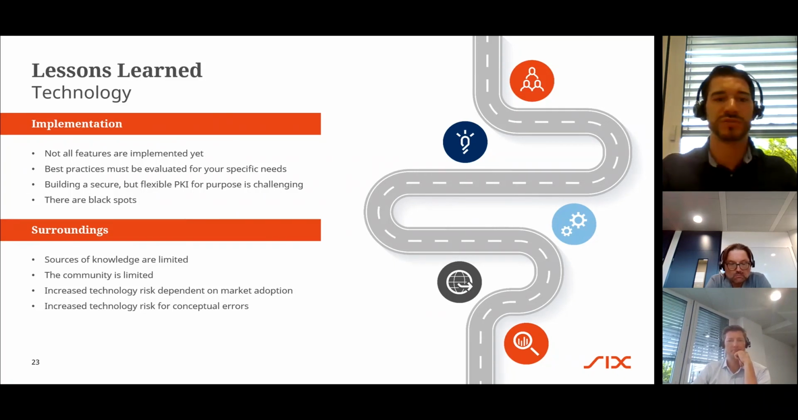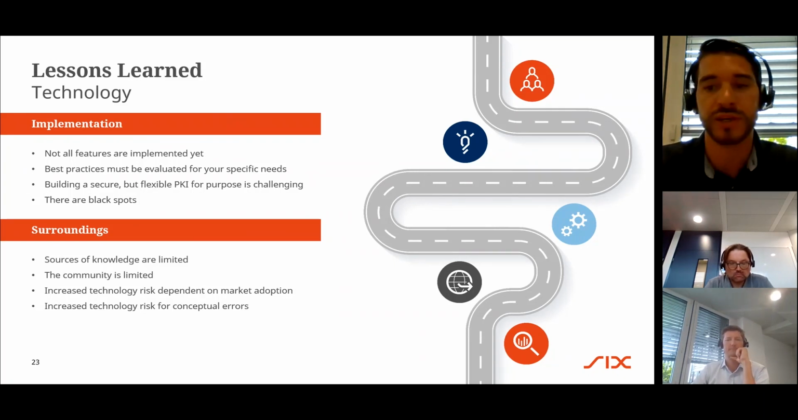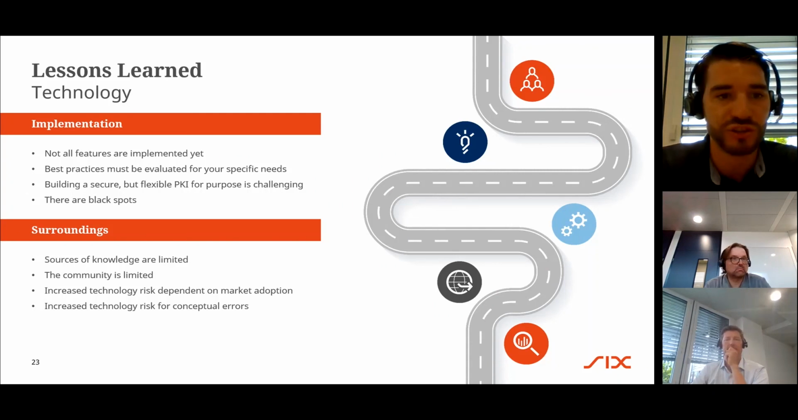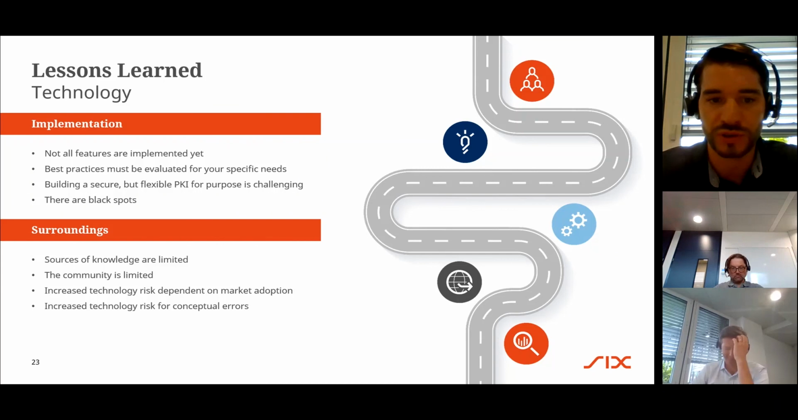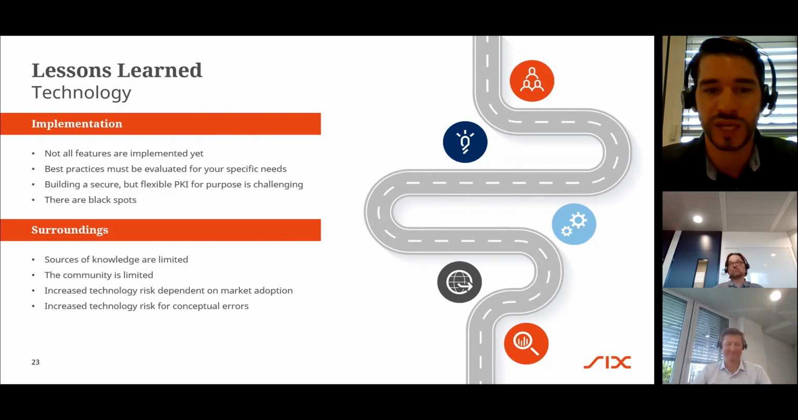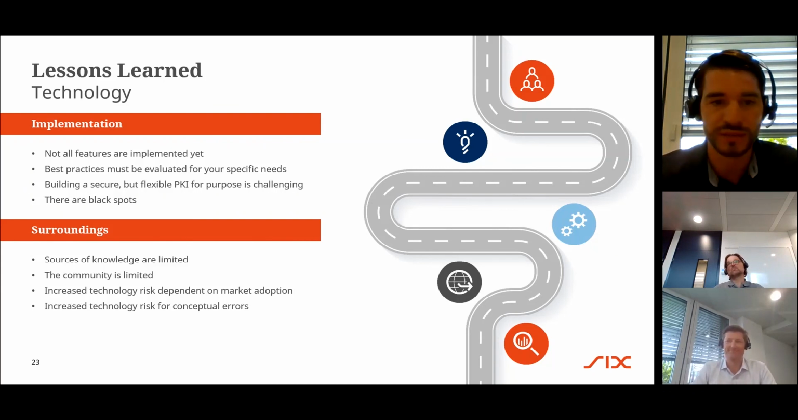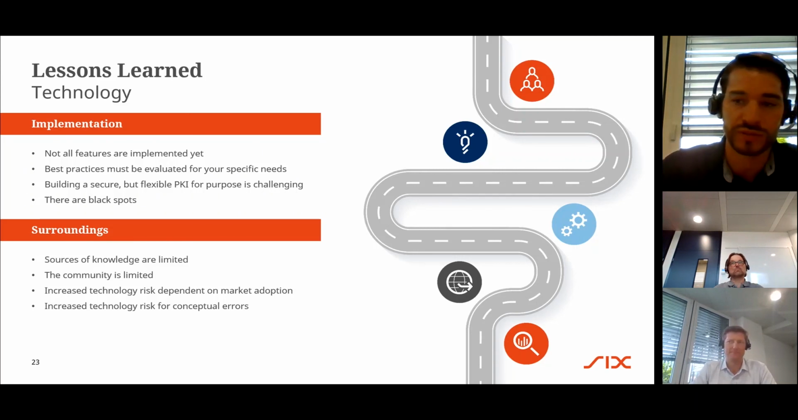And of course, we also faced some conceptual errors during the early adoption stage where we wanted to do stuff which was not quite supported or maybe didn't quite make sense using SCION. So we had to do quite a learning curve ourselves as well.